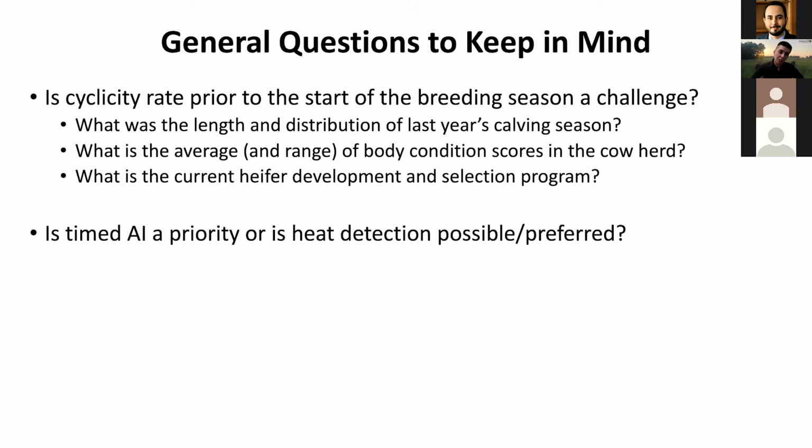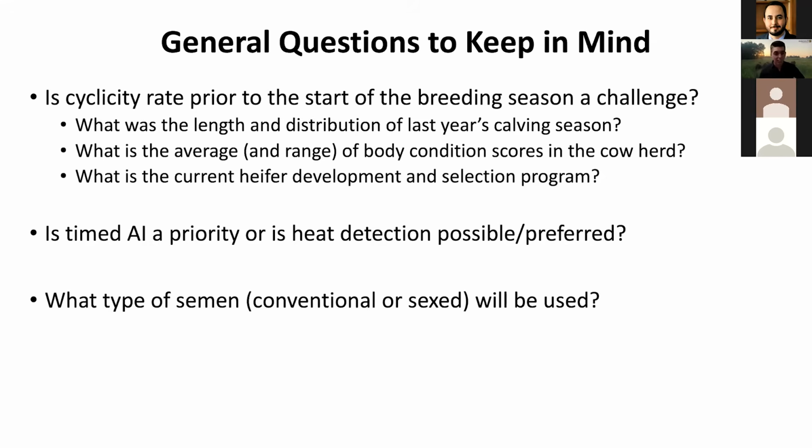The other thing to consider is whether timed AI is a priority, or whether heat detection is possible or maybe even preferred. I think it's probably rare these days that heat detection is preferred, but I realize some producers have a preference for heat detection. If heat detection is possible for you, if you can donate your labor to the operation and maybe aren't considering that as a cost, if for some reason you have some other preference that inclines you towards heat detection, maybe you don't need a protocol that facilitates timed AI, and that can be just fine.